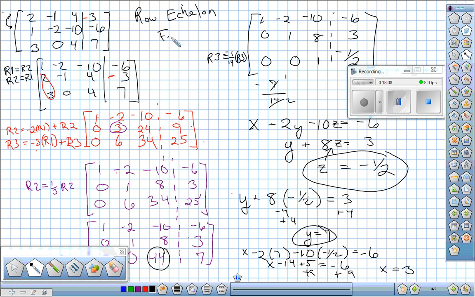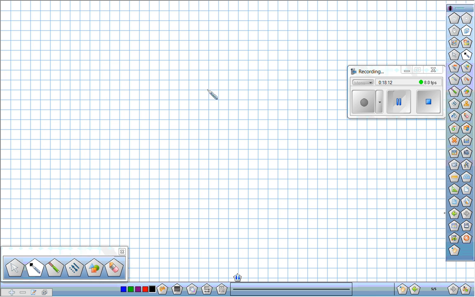Which kind of seems weird. It's named after a big math guy too. Maybe not actually, because it's not capitalized. And then we're going to do what we call reduced row echelon form.